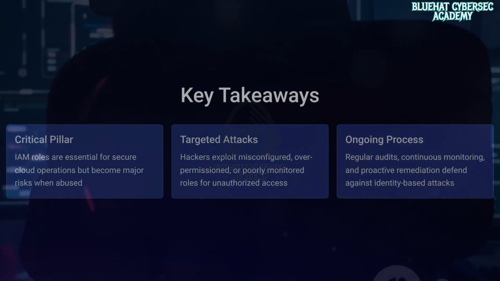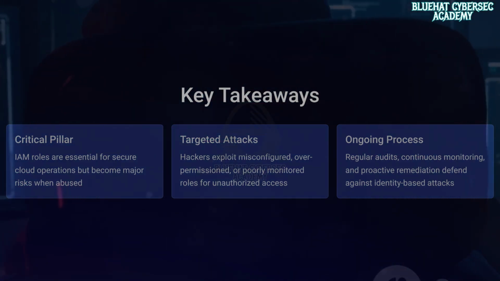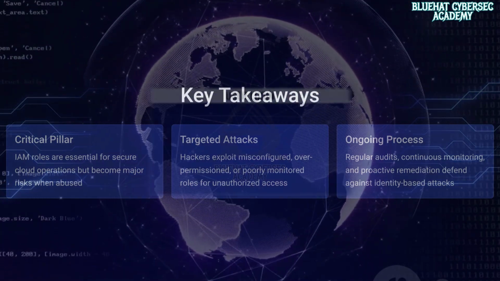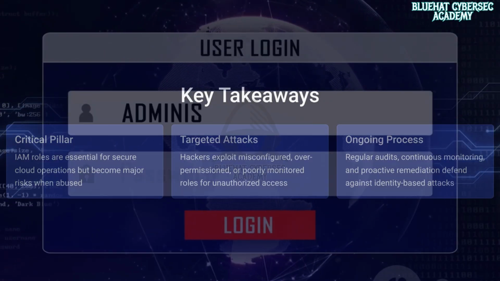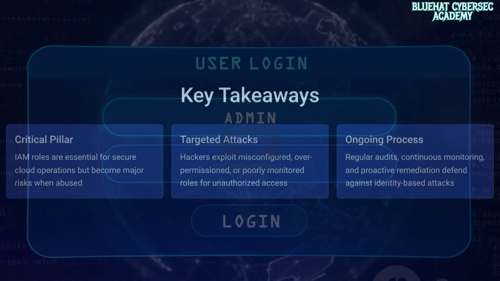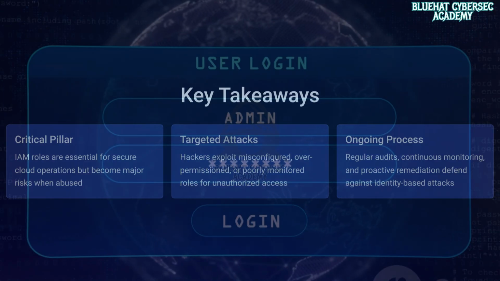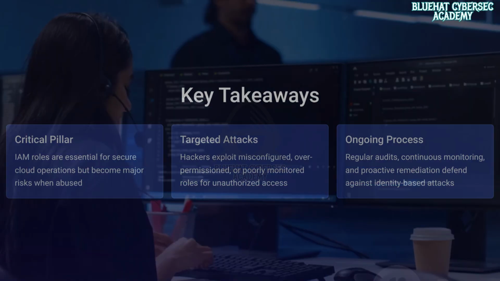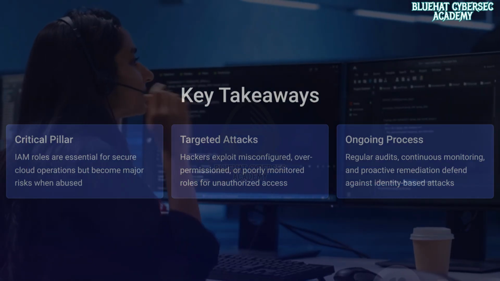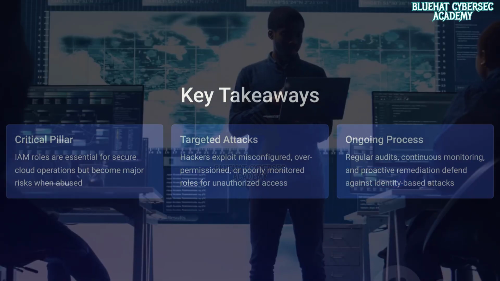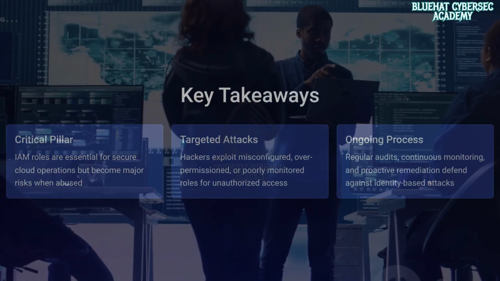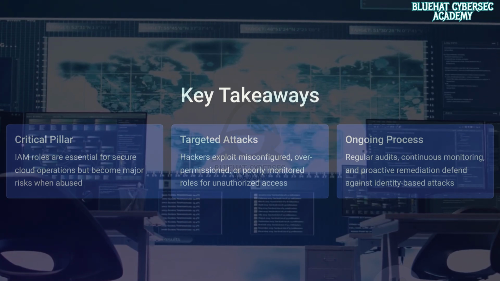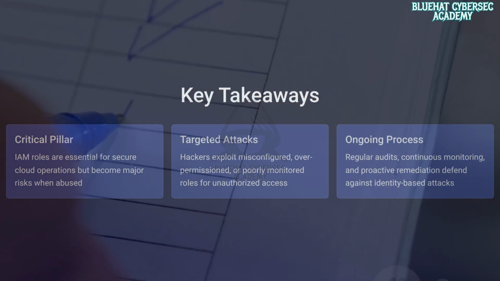In summary, IAM roles are critical for secure cloud operations, but they can become a major risk when abused. Hackers target misconfigured, over-permissioned, or poorly monitored roles to gain unauthorized access, exfiltrate data, or launch attacks. By following least privilege principles, monitoring role activity, enforcing MFA, auditing trust policies, and using temporary credentials, organizations can drastically reduce the risk of IAM role abuse. And remember, cloud security is an ongoing process. Regular audits, continuous monitoring, and proactive remediation are your best defense against identity-based attacks.